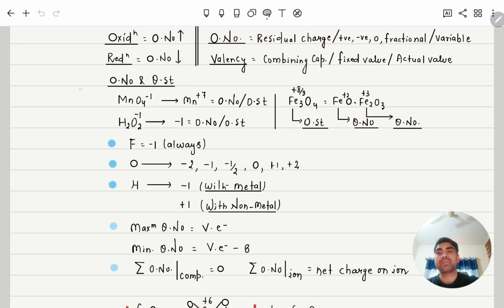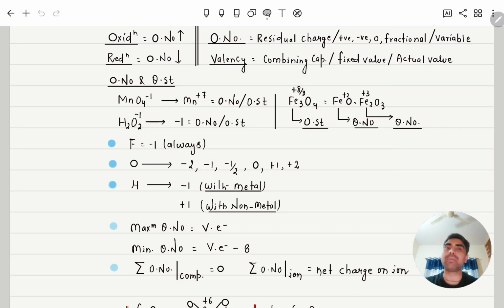Now the next difference is between oxidation number and oxidation state. You can see here MnO4 minus 1. Here manganese has plus 7 as both oxidation number and oxidation state. Similarly in H2O2, oxygen has minus 1 as both oxidation number and oxidation state. Whereas in Fe3O4, iron is plus 2 in one place and plus 3 in another. So iron's oxidation number with respect to this is plus 2 and with respect to this it is plus 3, whereas the oxidation state is plus 8 by 3.